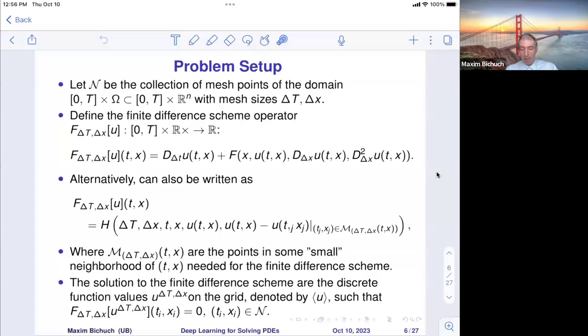And so the key is to try and solve now this finite difference scheme. In other words, I want to solve F delta t delta x of this discretized version of u, that now lives on the grid, so u delta t delta x. So I want to solve it equal to 0 at hopefully all the points on the grid. That's basically the classical finite difference scheme.